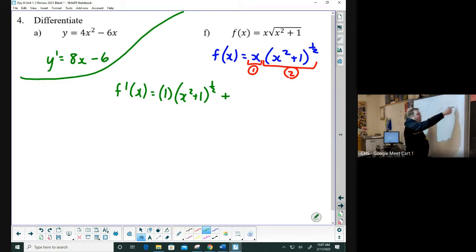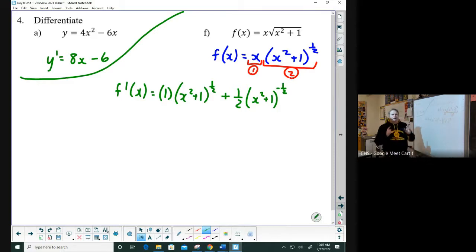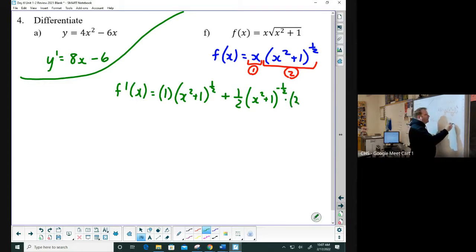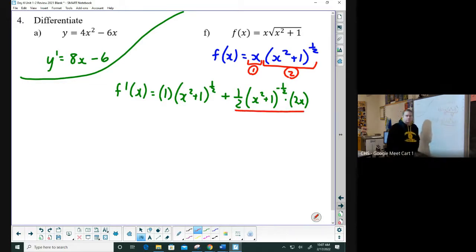The outside you see a 1/2, so that comes down. X squared plus 1 to the negative 1/2. That's the derivative of the outside, times the derivative of the inside. And the inside, the derivative is 2x. All of that is the derivative of the second, times the first. So I can't forget that I'm in the middle of the power rule.